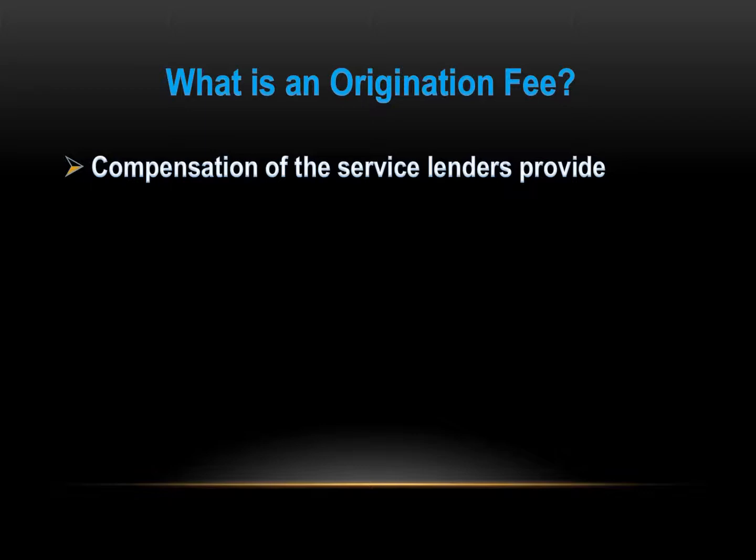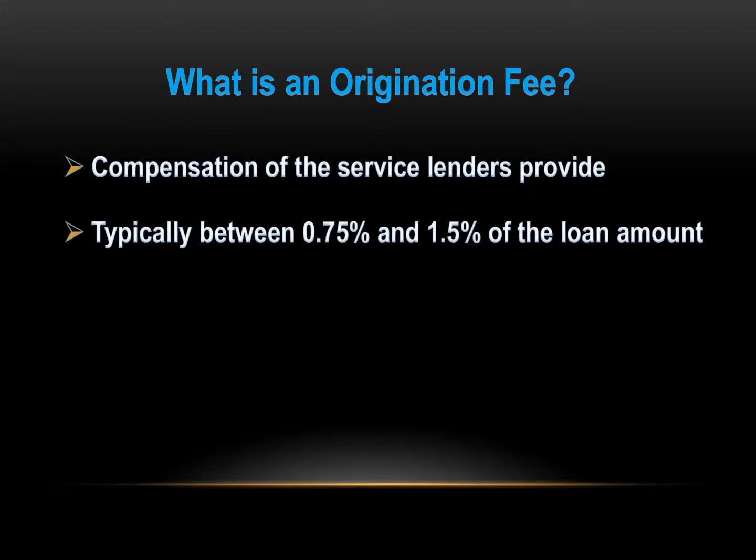So you may be wondering, what does this mean in dollar amount? This is contingent on the amount you need to borrow. The fee is typically between 0.75% and 1.5% of the loan amount. For instance, if your home loan is $300,000, you'll pay a fee that's between $2,250 and $4,500.